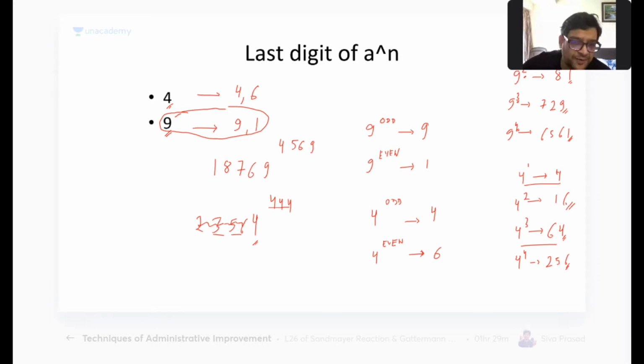Applying the same idea here, what we had was 4 to the power of 444. So now I have 4 to the power of an even number, and 4 to the power of an even number will end in 6. Are you guys okay with this? 4 to the power of an even number ending in 6.